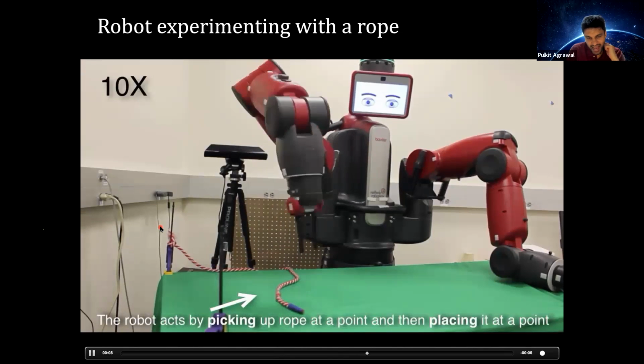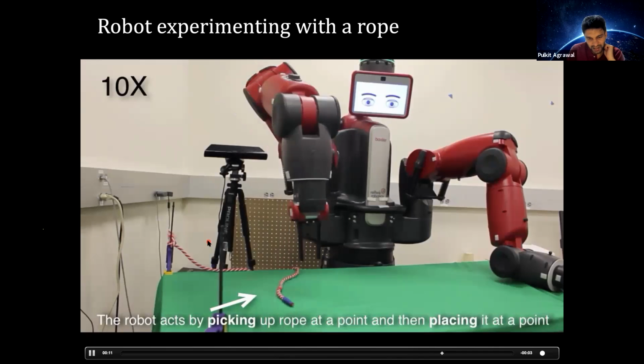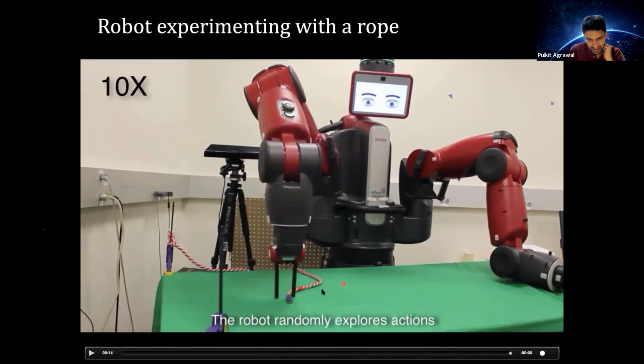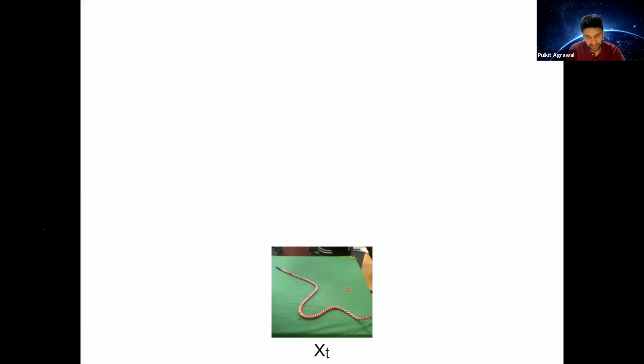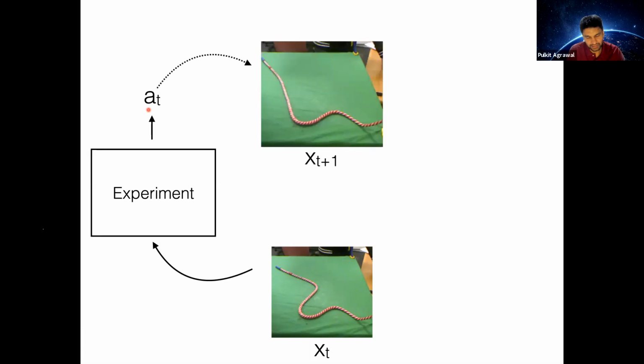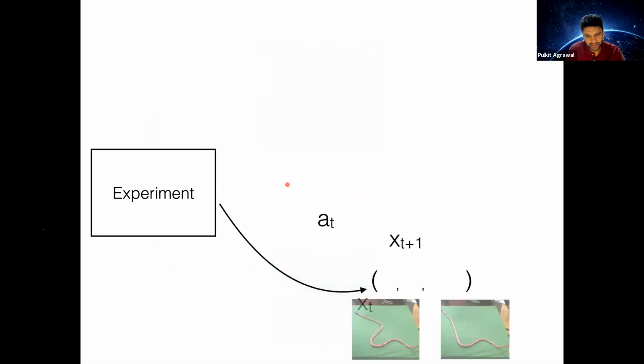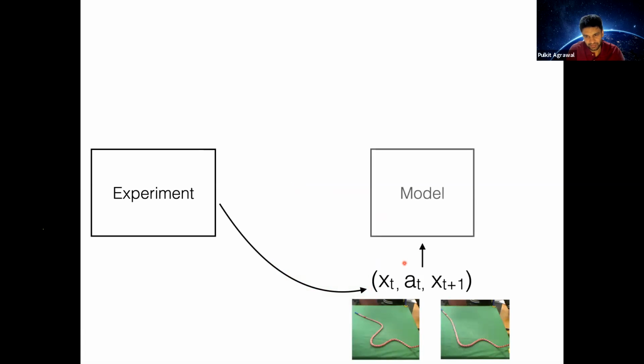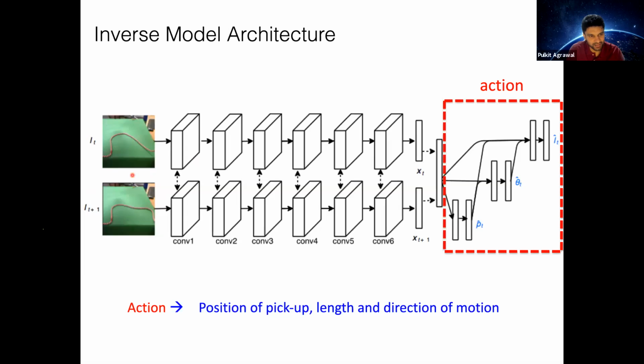For example, we could have this robot which is collecting data on its own. It picks up the rope and it keeps it. It picks up the rope, it keeps it. It keeps on doing this process for a long period of time, collecting a data set. Essentially, we have the rope in a particular configuration, the robot executes an action, and we get the rope in a new configuration. Then we are going to leverage this data to learn a model. The model takes my image x_t and x_t+1, and I'm going to try to predict the action.